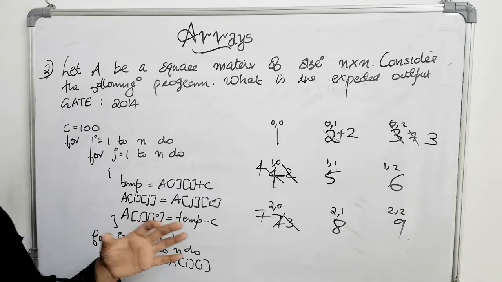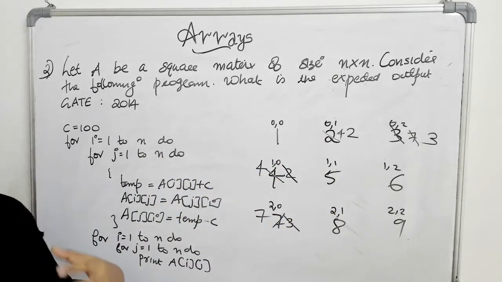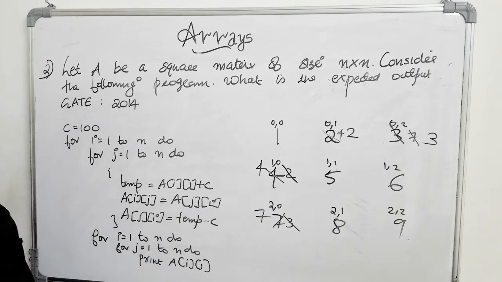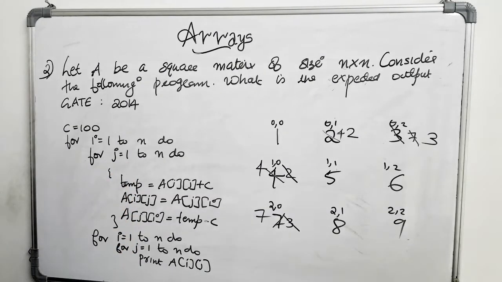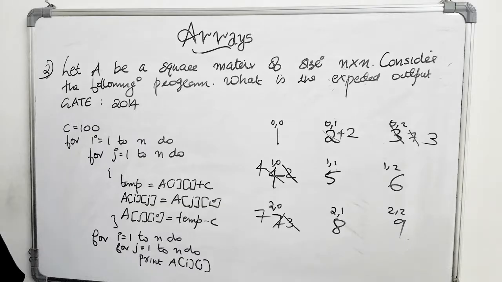So every element is being swapped, meaning that the matrix is swapped twice. So when something is swapped twice, the output of this is the matrix A itself. So that is the answer. Hope this is clear. We will move to the next question.